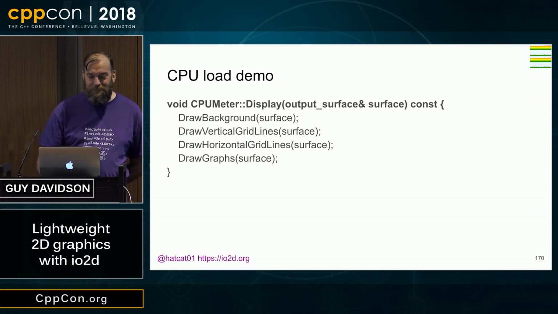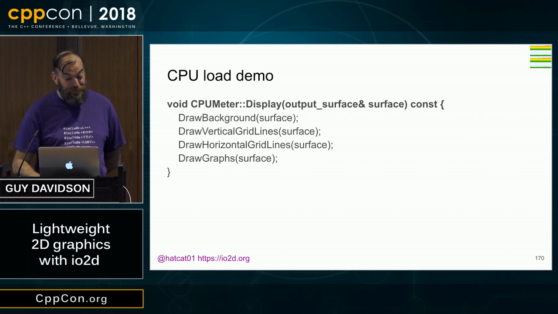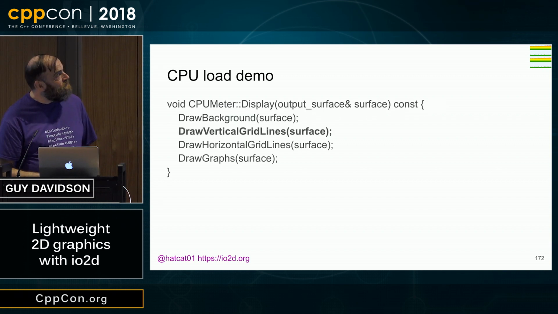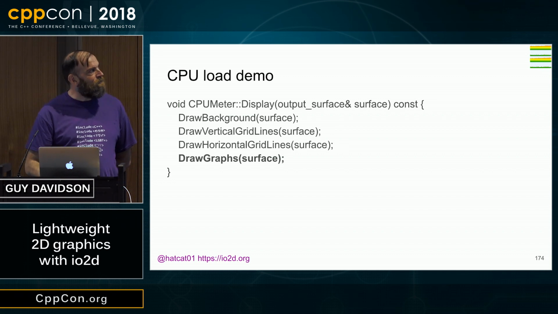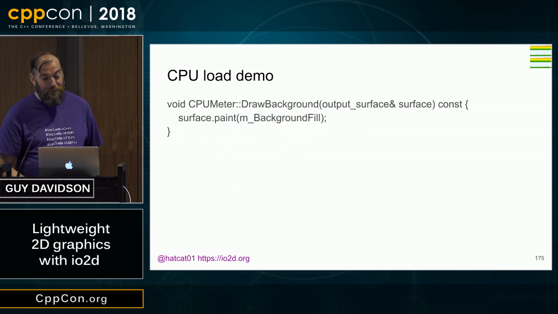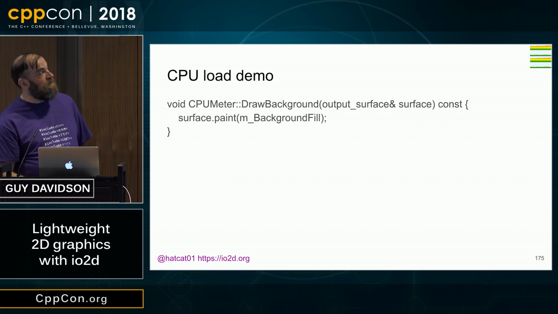Let's look carefully at this. The display function calls 4 member functions: draw the background, draw the vertical grid lines, draw the horizontal grid lines, and finally draw the graphs themselves. So drawing the background is as trivial as you might imagine by now.